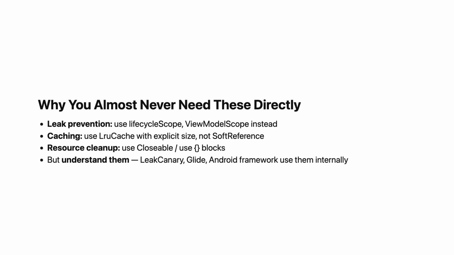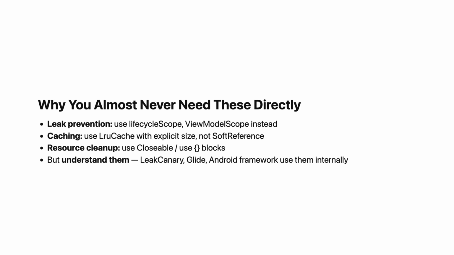The reference types still matter though. Libraries you depend on use them internally. LeakCanary, as we discussed, uses WeakReference and ReferenceQueue. Glide uses WeakReferences for bitmap tracking. The Android framework itself uses them in various places. Understanding these reference types helps you understand your tools, read library source code, diagnose GC-related issues, and make informed decisions when you are working at the edge of normal Android development.